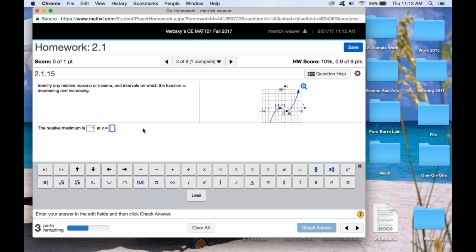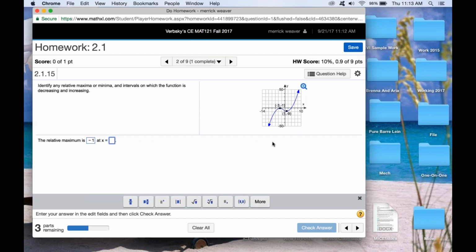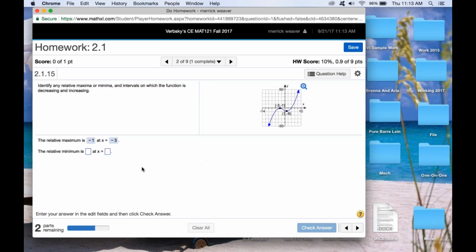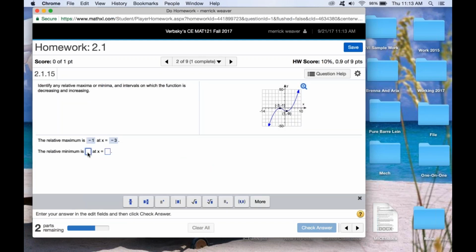-3. In other words, you kind of have to get used to whether they're asking for their answer as the y-coordinate or the x-coordinate. This is the x-coordinate, obviously. A lot of them ask what is the maximum? That would mean the y value. So go ahead and put in -3, and let's see if it takes it. Because their graph doesn't show that. Yeah, it worked. So the relative minimum.